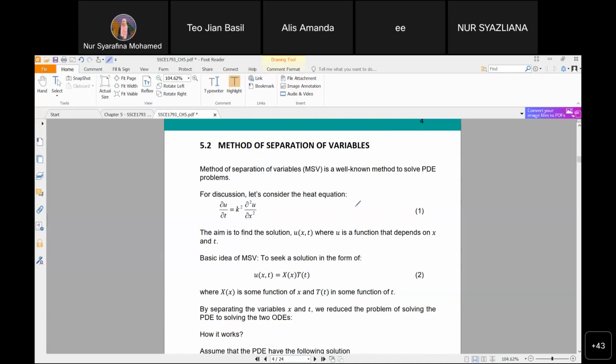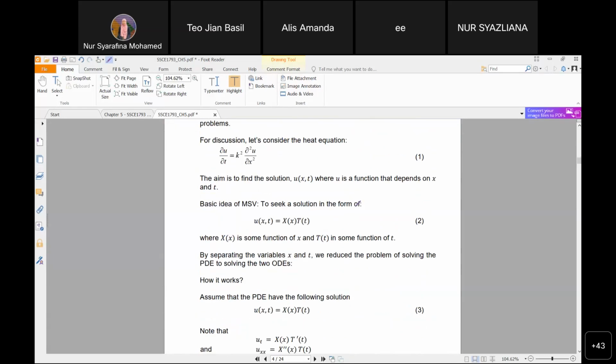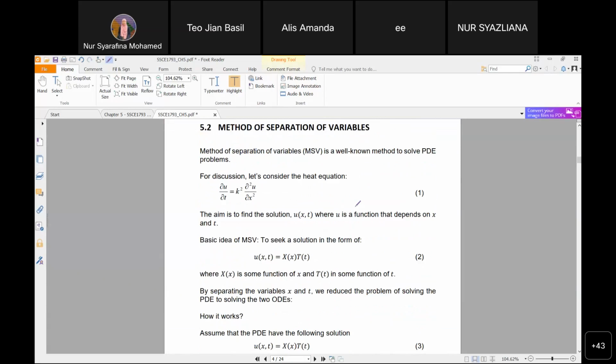Okay, so now let's say we have here a heat equation. This was discussed already in our video.